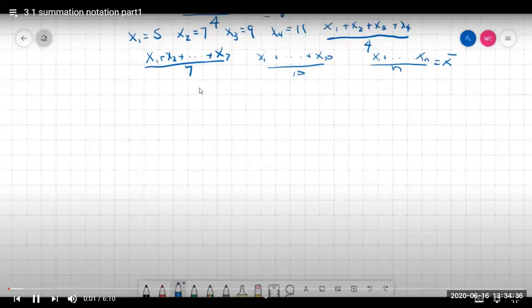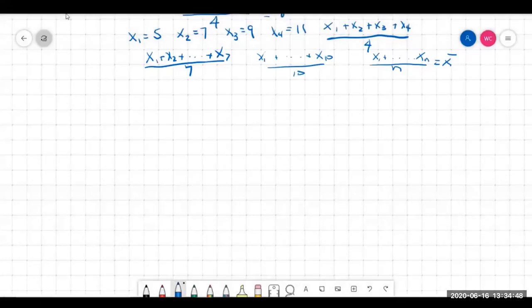Okay, let's try to introduce or review another notation, which is called the sigma notation.